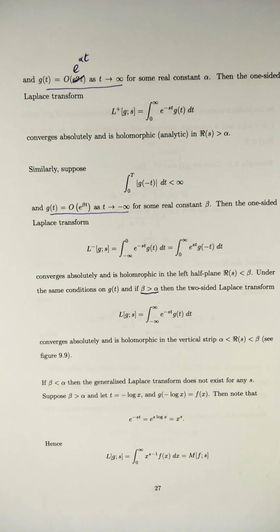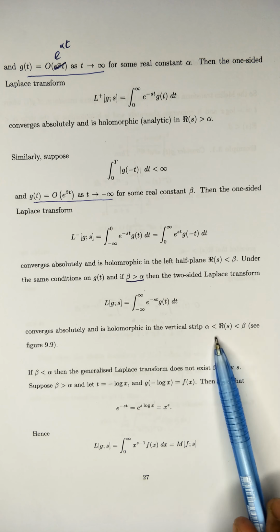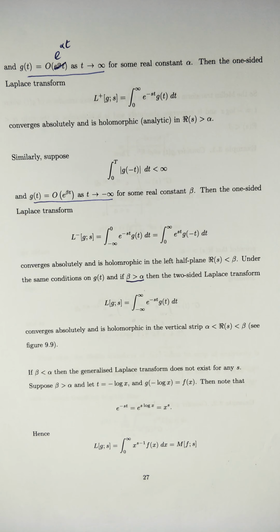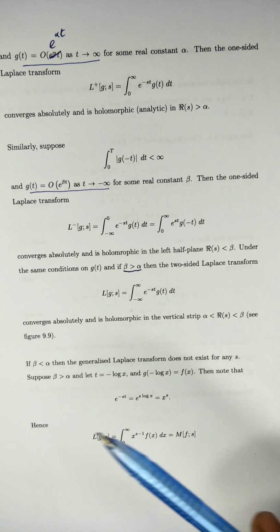So under the same condition, g(t) absolutely integrable, and if beta is greater than alpha, then the two-sided Laplace transform we obtain as that. This converges absolutely and is holomorphic in the vertical strip, real part of s between alpha and beta. If beta is less than alpha, then the generalized Laplace transform does not exist for any s. This is quite obvious if you substitute it there.